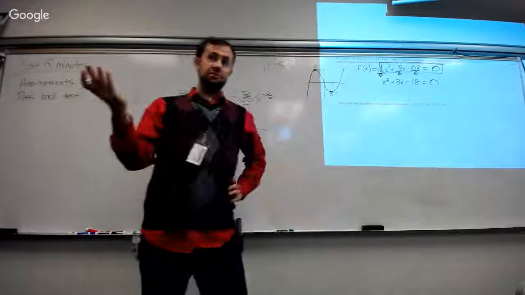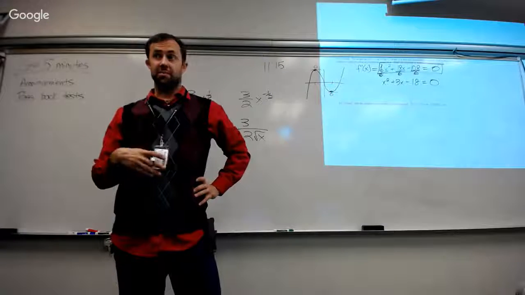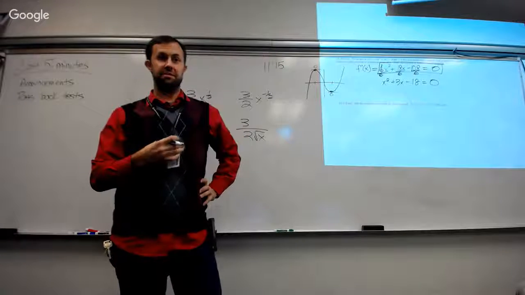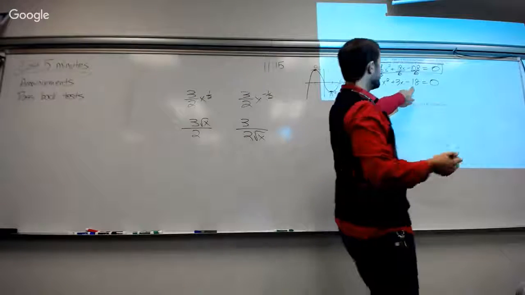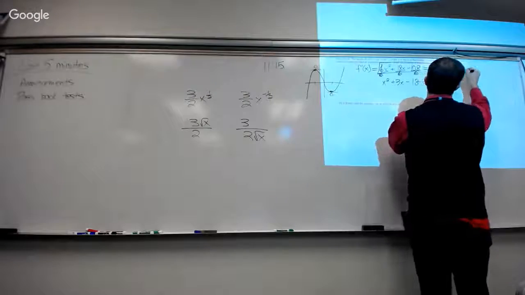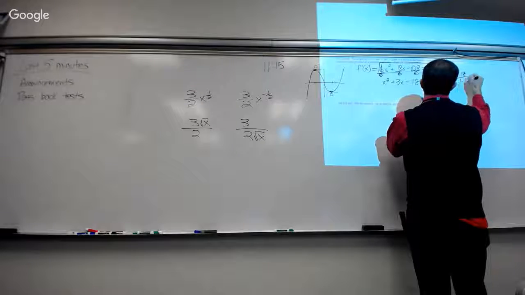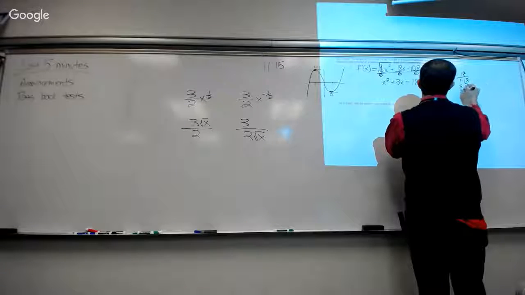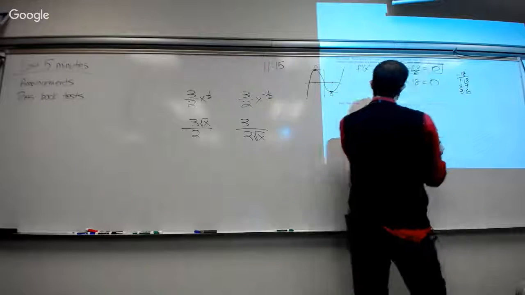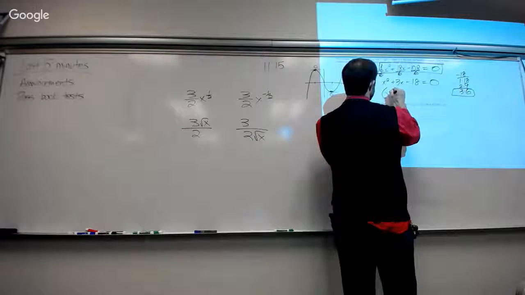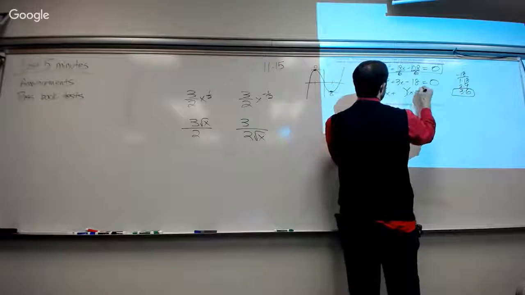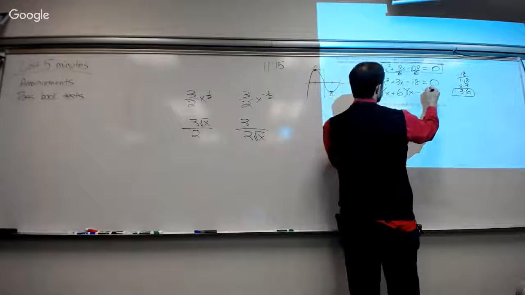And now you can do this however you like. You can do the quadratic formula if you want to do negative b plus or minus square root of b squared minus 4ac all over 2a. Or you can just factor. What multiplies to make negative 18 that adds to make 3? Yeah, either 2 and 9 or 3 and 6. It looks like it's 3 and 6. Which one's positive? Which one's negative? 6 is positive, 3 is negative.